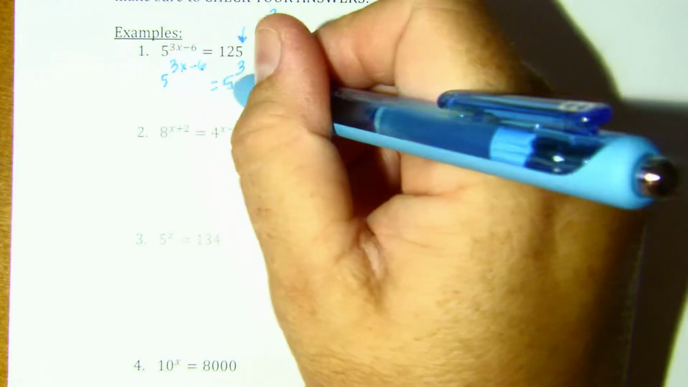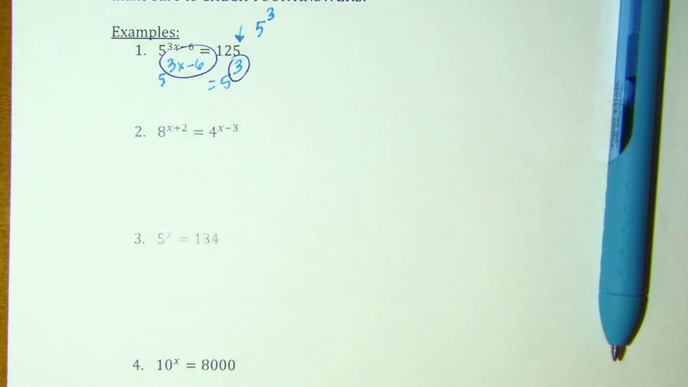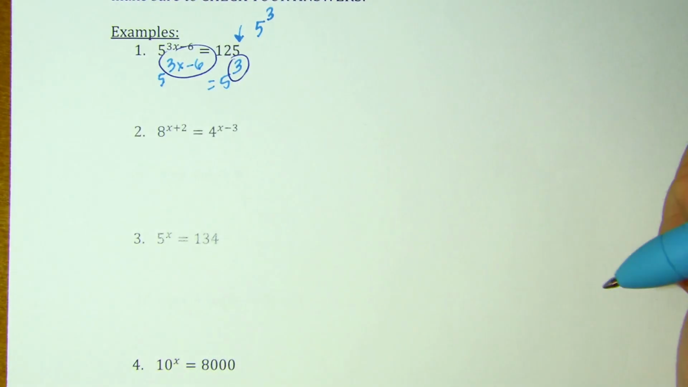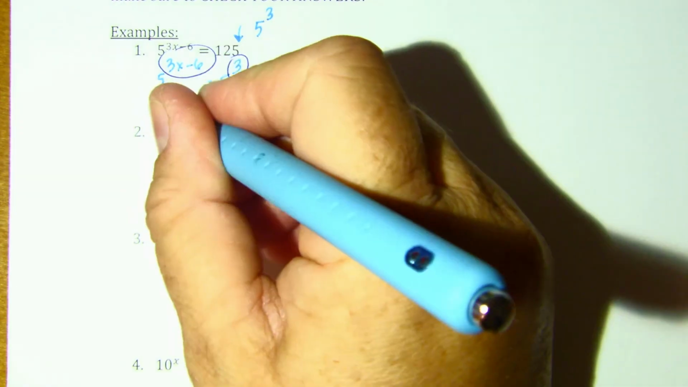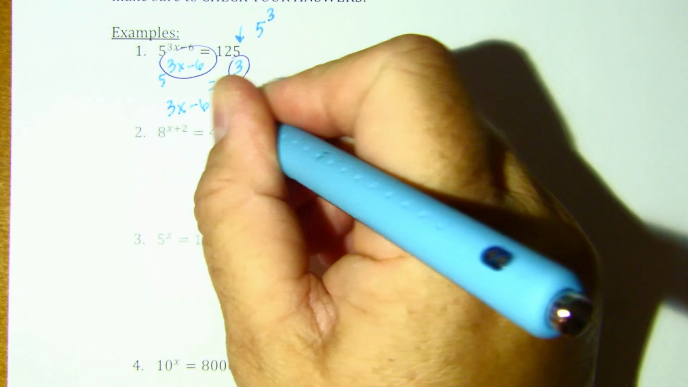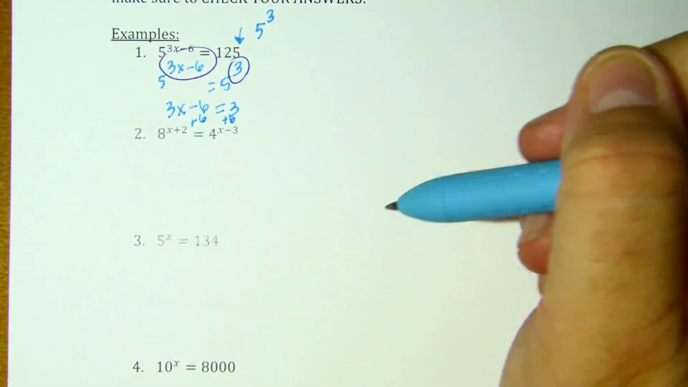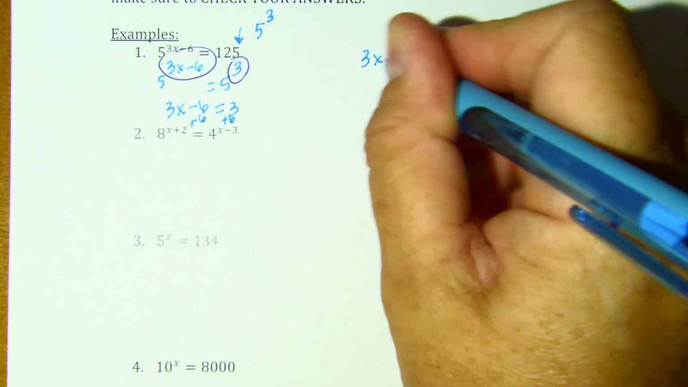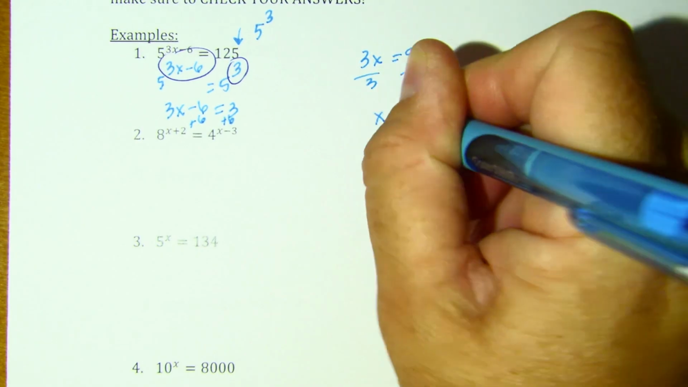Now my bases are the same, and once my bases are the same, then that means my exponents have to be equal to each other. So if the bases are the same, then I can go ahead and set 3x minus 6 equal to 3. I can add 6 to both sides, and then I have 3x equals 9. Dividing by 3, x equals 3.